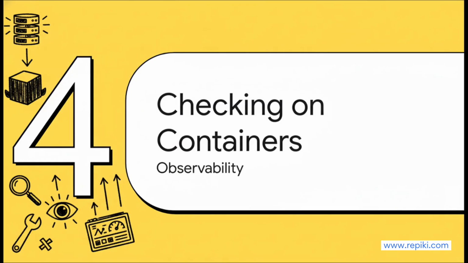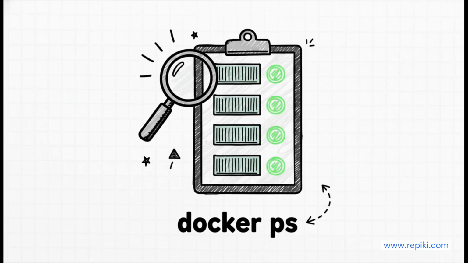Okay, so our web server is now just humming along in the background, but how do we know? How can we check on it? How can we see what it's even doing? We need some tools to see what's going on. Your new best friend for this is going to be docker ps. Just think of it like the Task Manager on Windows or the Activity Monitor on a Mac, but for your containers. It gives you a live snapshot of everything that's currently up and running.